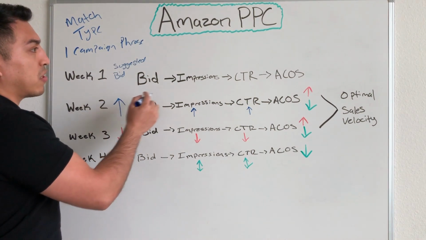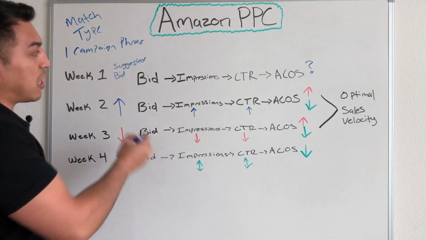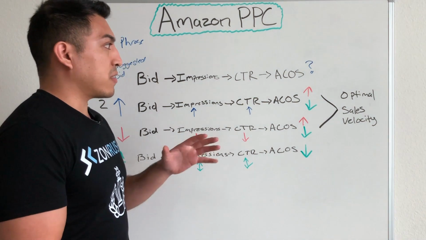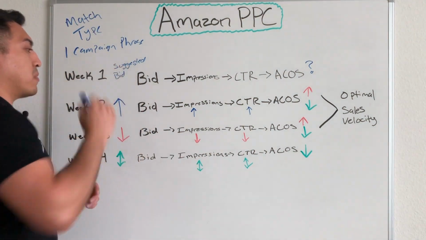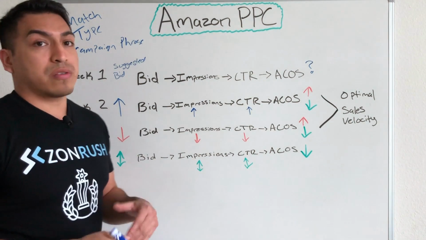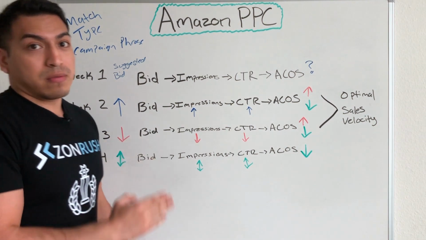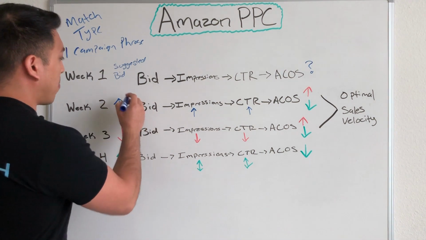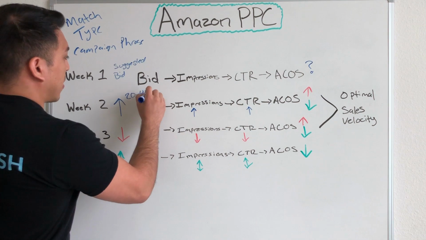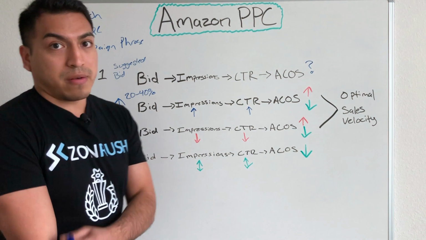And then the first week, you're gonna measure your ACoS, okay? So you're not gonna know what that is ahead of time, obviously. So the first week, you're gonna measure your ACoS and say, okay, here's what we're working with at Amazon's suggested bid. Now on week 2, this is where the magic starts to happen, okay? Week 2, you're gonna wanna raise the bid. A good optimal balance would be 20 to 40% above Amazon's suggested bid, okay?